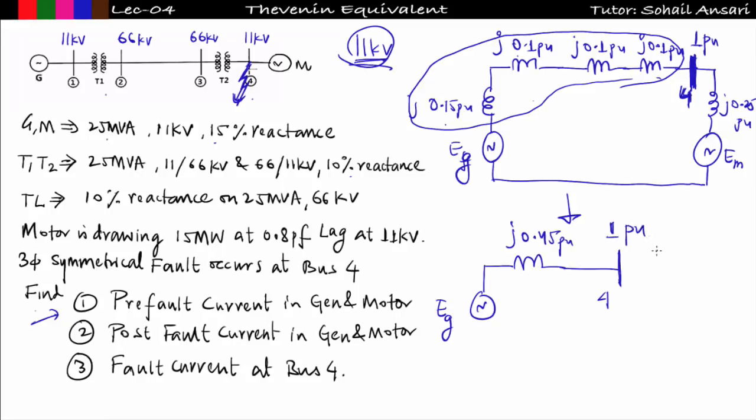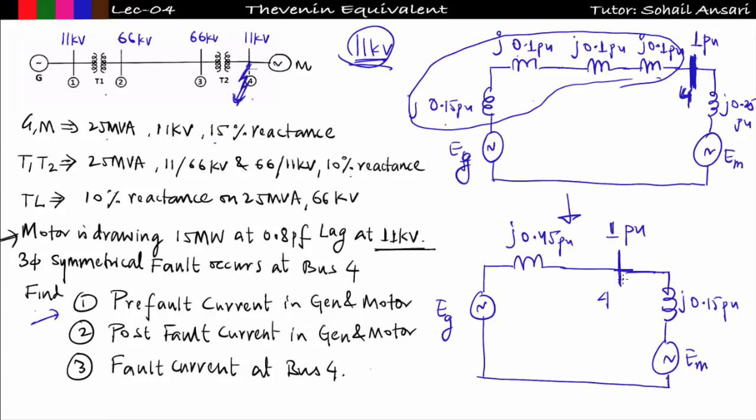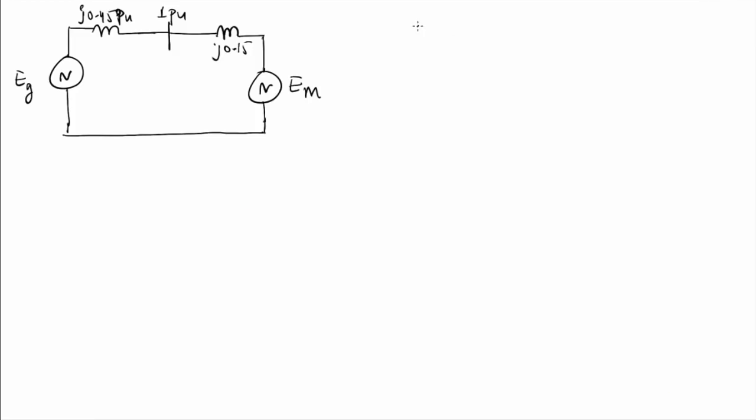The voltage at bus 4 is 11 kV, so I am taking the base voltage also 11 kV, so 11 by 11 will give me 1 per unit. This is my j0.15 per unit, that is the reactance of the motor, and this is the EMF of the motor. Now according to the question, the motor is drawing 15 megawatt at 0.8 power factor lag at 11 kV, meaning this bus 4. The motor is drawing power from bus 4, that is 15 megawatt, and I have chosen the base MVA 25 MVA. Is it fine?